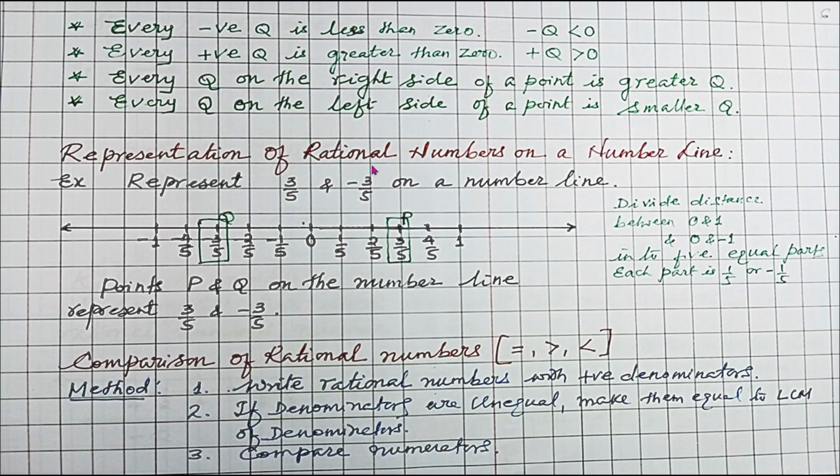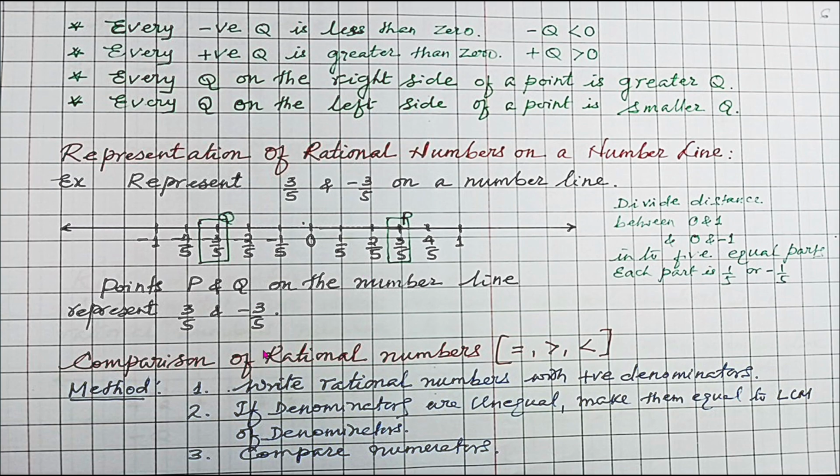And so also minus 3 by 5. Again, minus 3 by 5 we can represent by taking 5 as the denominator. 0 by 5 is again 0, minus 1 by 5, minus 2 by 5, minus 3 by 5, minus 4 by 5, minus 1. We have divided into 5 divisions here. So minus 3 by 5 represents point Q on the number line, and that is how we represent 3 by 5 and minus 3 by 5 on the number line.